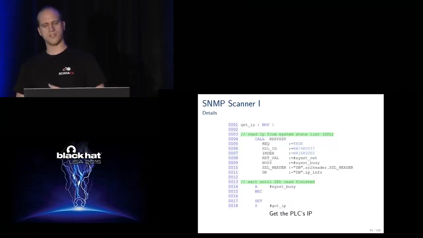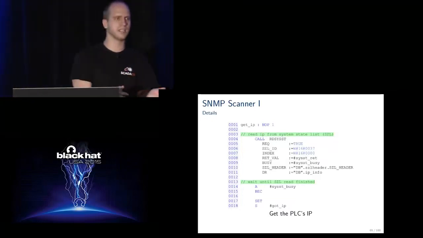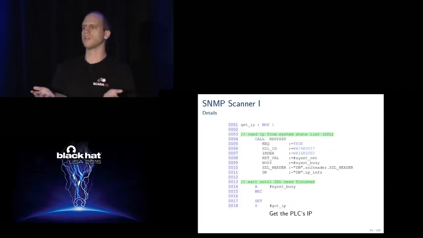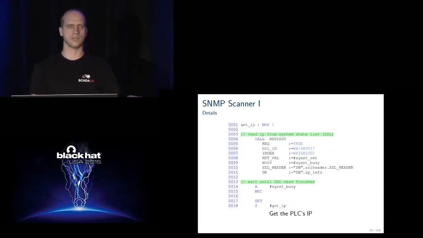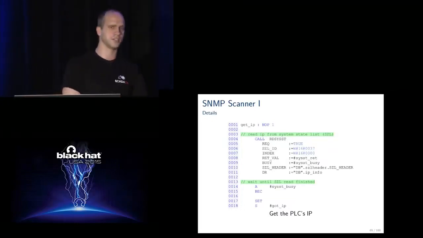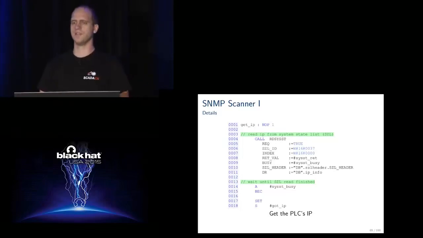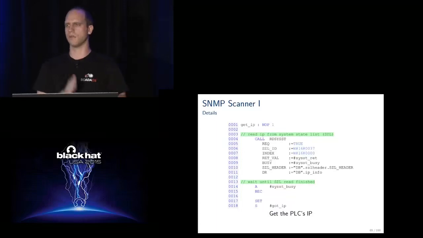Okay, so at first you have to think about one thing. We are injecting an SNMP scanner into a network. We do not know what it looks like, right? So at first we need to get the IP address and then the subnet. And then we can say, okay, this is your IP address, this is the subnet, please scan from 111 to 222, right? For this, the PLC has a kind of global configuration database.